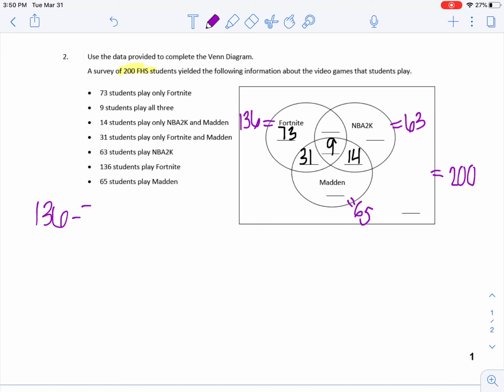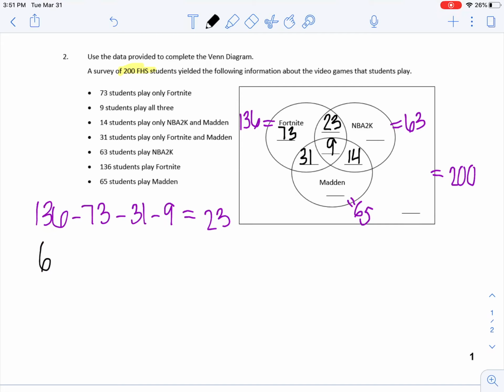So 136 minus 73 minus 31 minus 9, and that equals 23. So we have 23 students who play Fortnite and NBA 2K, but not Madden. Okay, now we can do the same thing with our NBA circle. So we know our total, we know 3 of our numbers, we just need to subtract those to figure out our 4th number.